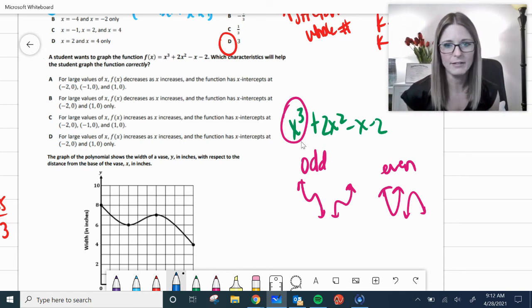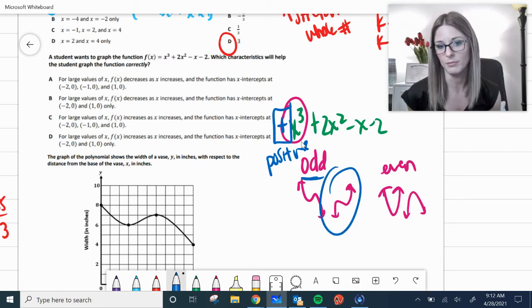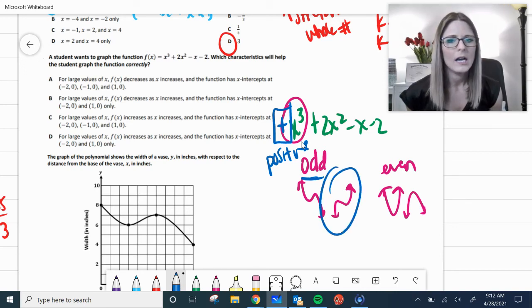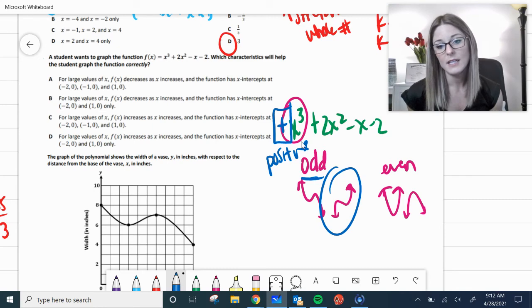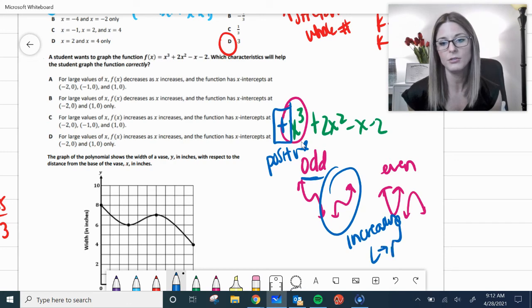We also have in the front here a nice, beautiful positive. So since it is positive in front and it is odd, it will be going up from left to right, which means it is increasing. You see that? Increasing from left to right, giving you all kinds of notes here.